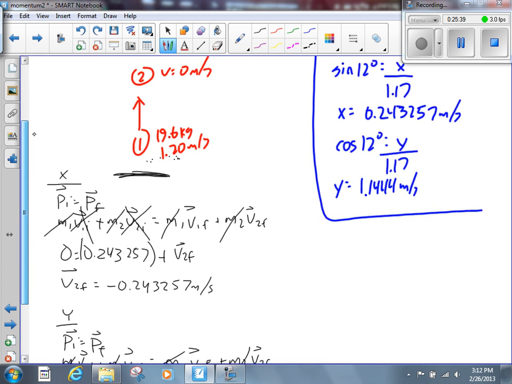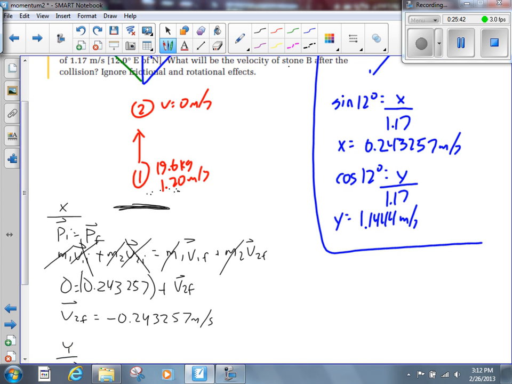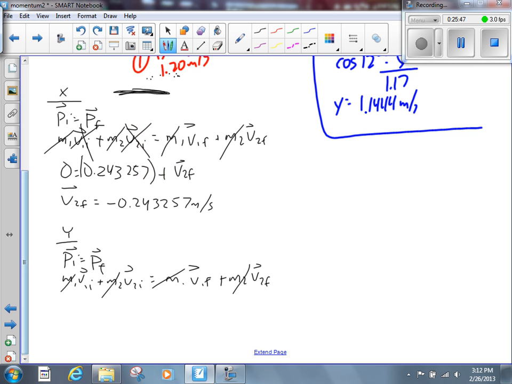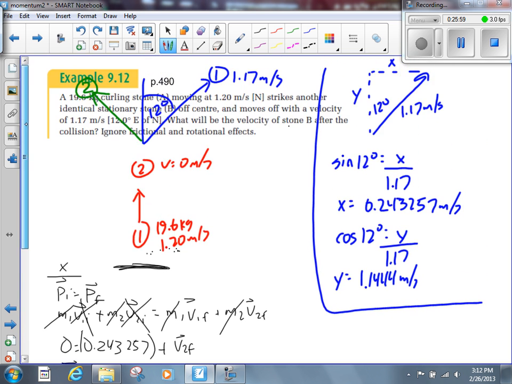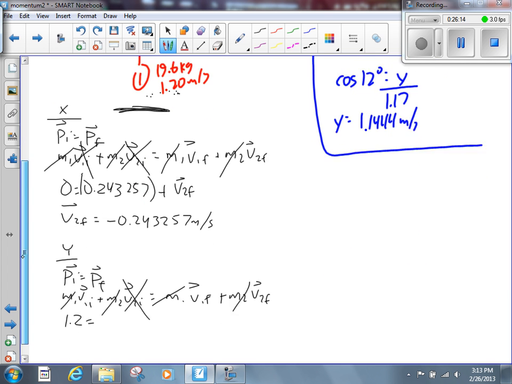Tell me what V1I is for the y component. Jared? 1.2. It's not 0 anymore. It's 1.2 because we're dealing with the y component. This one's 0 because it's at rest. Tell me what V1F is. Anybody? Just say it out. How much of that 1.17 is on the y-axis? 1.14. Right? We just found the y and x components of it. The y component is 1.14.